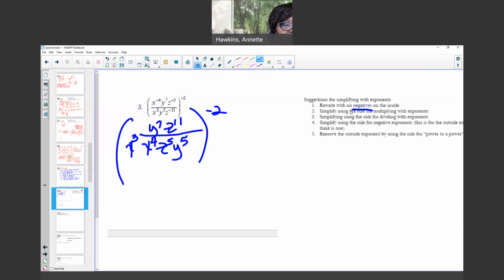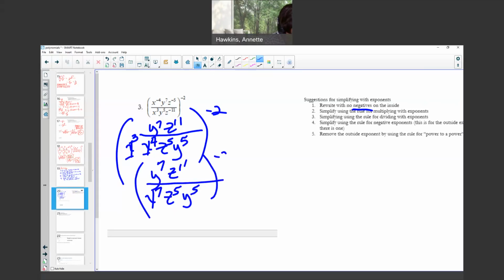Now let's use the rule for multiplying with exponents. On the top, we don't have anything. In the denominator, we do: x cubed times x to the fourth is x to the seventh, z to the fifth, y to the fifth. All right, let's use the rule for dividing with exponents. Okay, this is y, this is y. So the bases are alike. We keep the base, subtract where the higher exponent is. 7 minus 5 is 2 in the numerator.